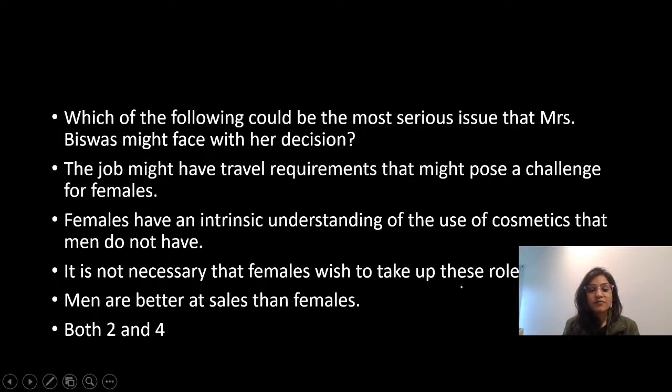It is not necessary that females wish to take up these roles. Men are better at sales than females, and both 2 and 4. So if we look at the second one, definitely it's something which is strengthening. It is not necessary that females wish to take up these roles. Maybe females do wish to take up these roles. Men are better at sales than females, so this would not be a problem. They should rather take more males then. Right, so this definitely is incorrect. This one is also incorrect. We have only just option number 1.